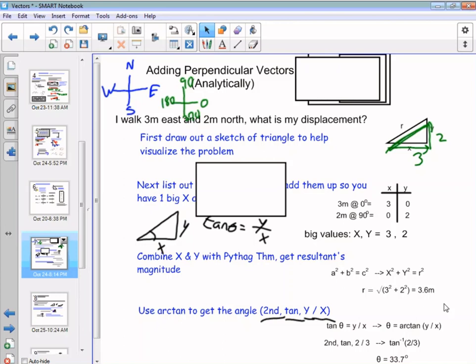Anywho, we get 33.7 degrees, I hope. If you did not, double check what mode you're in, and then double check your numbers and whatever you plugged in, okay? Excellent.